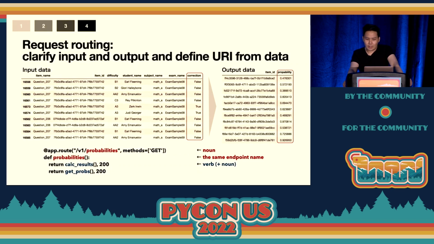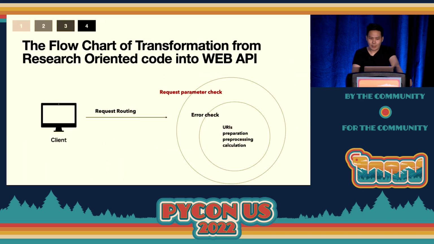So understanding what data is input and output, which means understanding what data the code calculates and makes, is a considerably important step to make an API. Next is implementation of request parameter check.